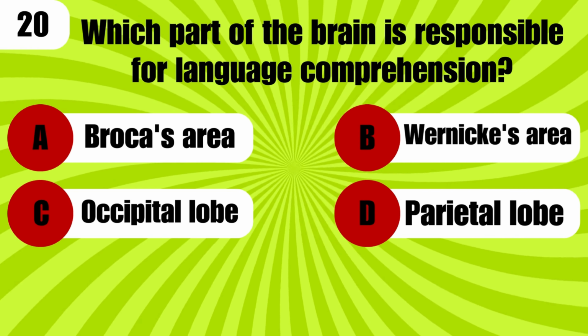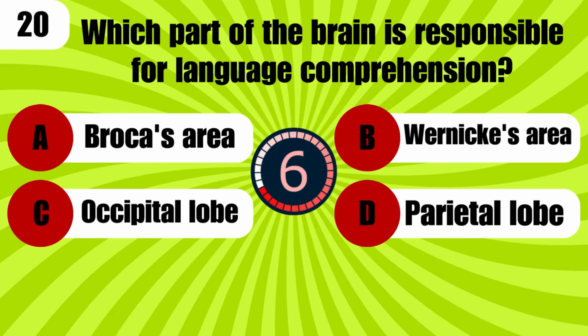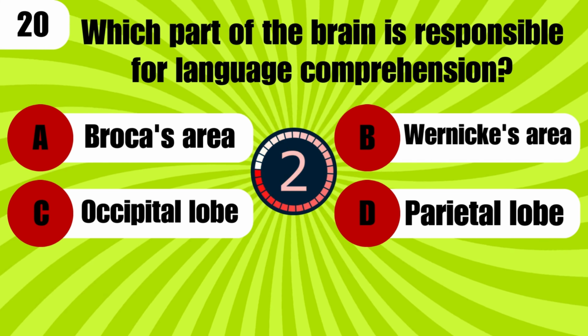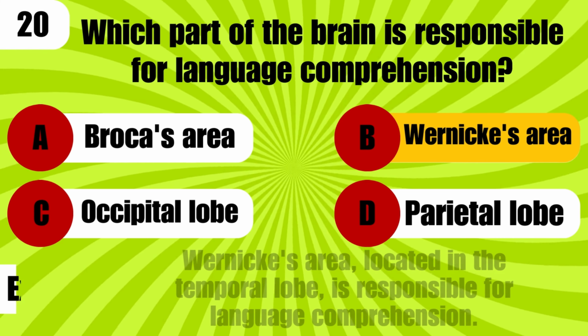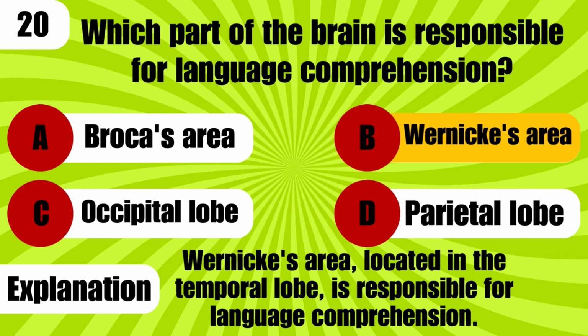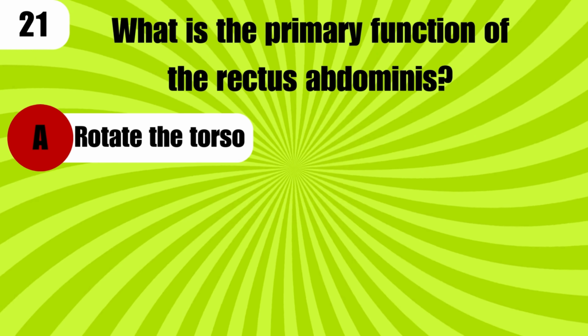Which part of the brain is responsible for language comprehension? Broca's area, Wernicke's area, occipital lobe, parietal lobe. The right answer is Wernicke's area. Wernicke's area, located in the temporal lobe, is responsible for language comprehension.